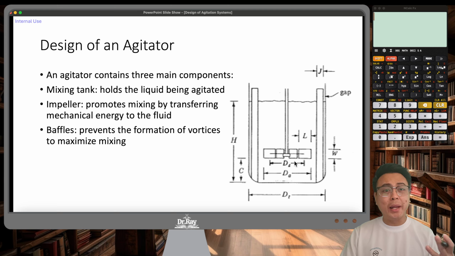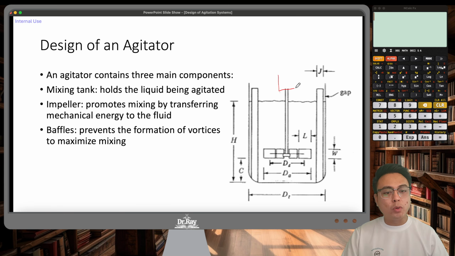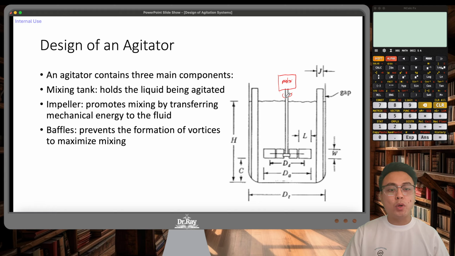You can think of it as the blade that is responsible for mixing or churning the liquid. It promotes mixing by transferring mechanical energy to the fluid. Specifically, what you are transferring is shaft work. So there's going to be a motor here, and this motor is transferring shaft work or mechanical energy into this impeller. We call this long one the impeller shaft. The impeller itself is the blade in here.